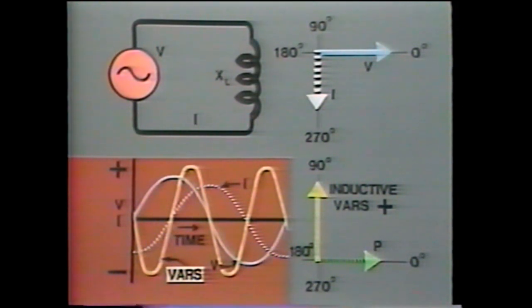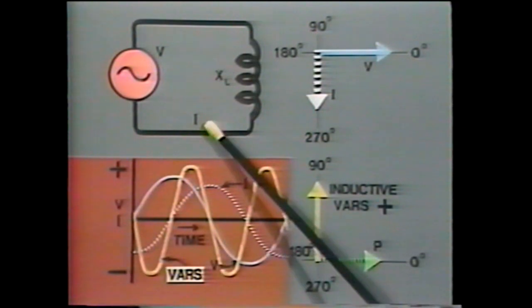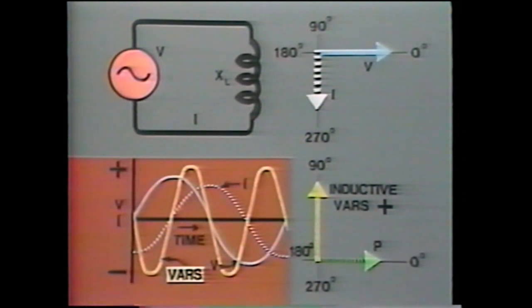The inductive VARs are drawn at an angle of 90 degrees with respect to active power. The length of the vector is proportional to RMS voltage times RMS current. These inductive VARs are known as positive VARs. After all, the generator does have to produce them. So, that is the effect of inductance.